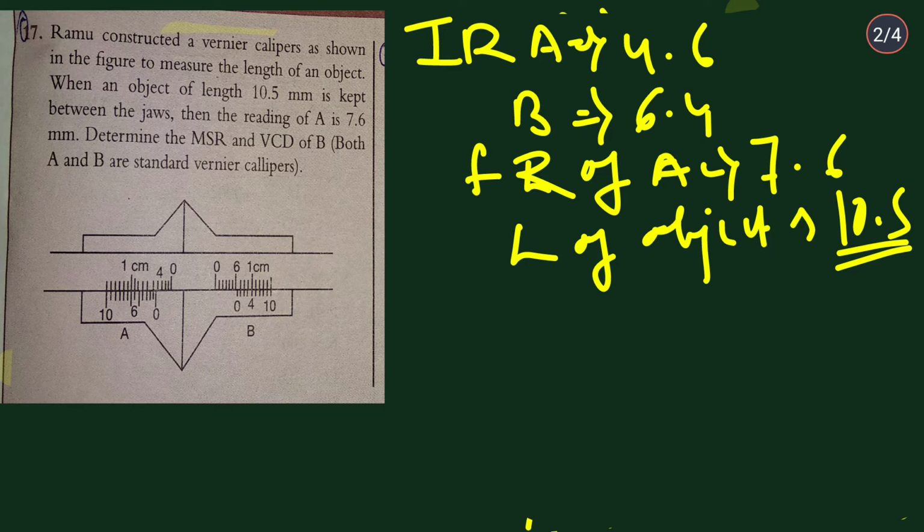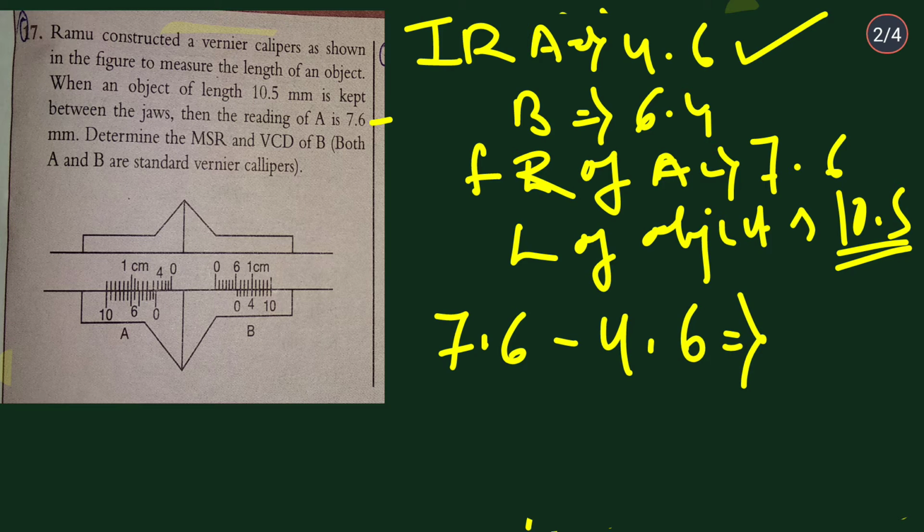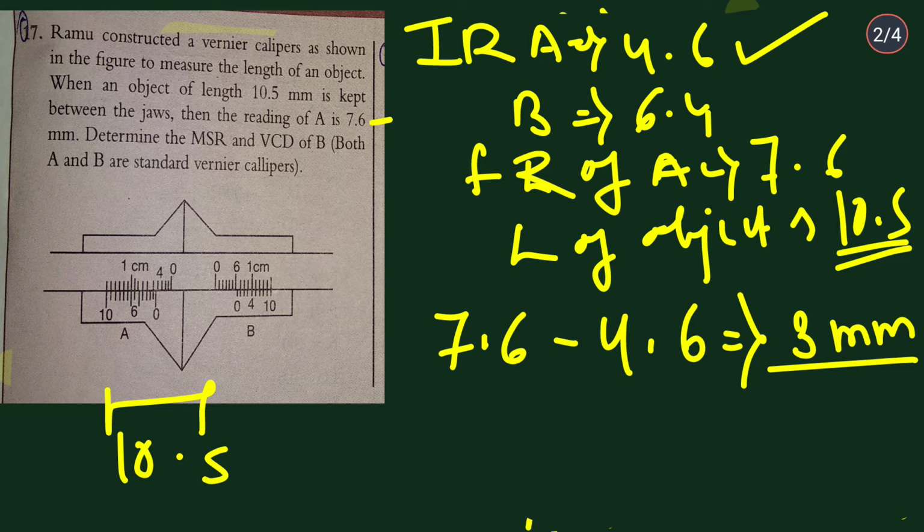The final reading of A is given, that is 7.6 millimeter, and the length of the object is 10.5 millimeter. So the part measured by A is final reading minus initial reading: 7.6 millimeter minus 4.6 millimeter, which is 3 millimeter. So 3 millimeter of the 10.5 millimeter object is measured by A. Then the rest will be measured by B.